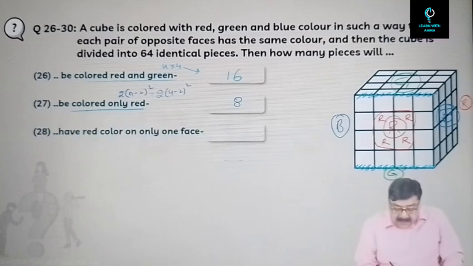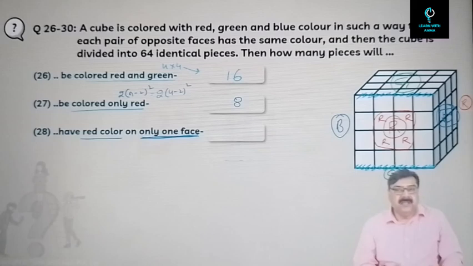How many pieces have red color on only one face? Well, all the pieces which have red color on them have red color on only one face. None of these 32 pieces which have red color on them have red color on 2 faces or 3 faces.